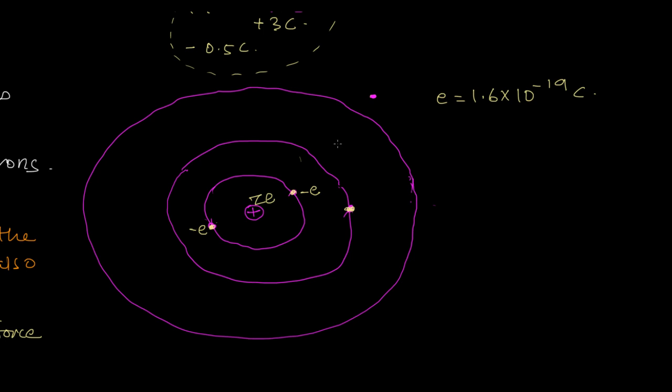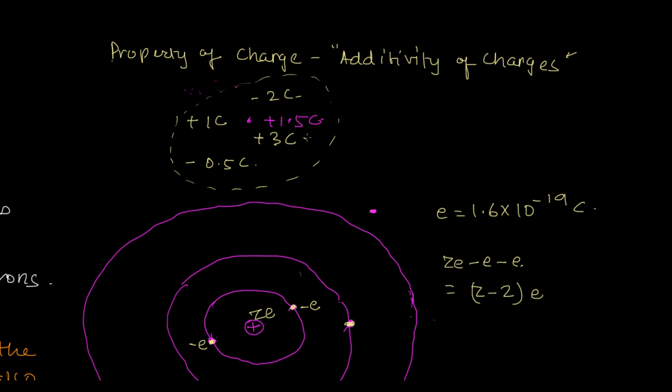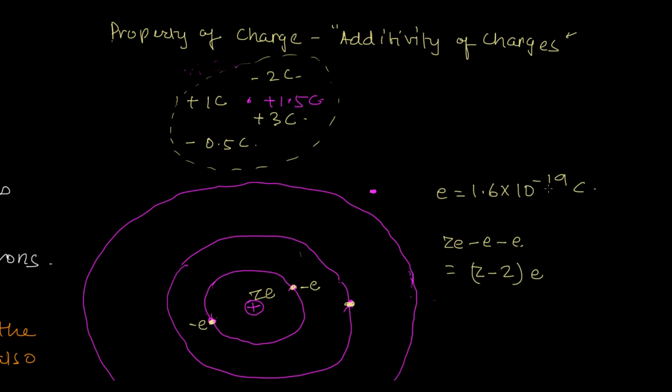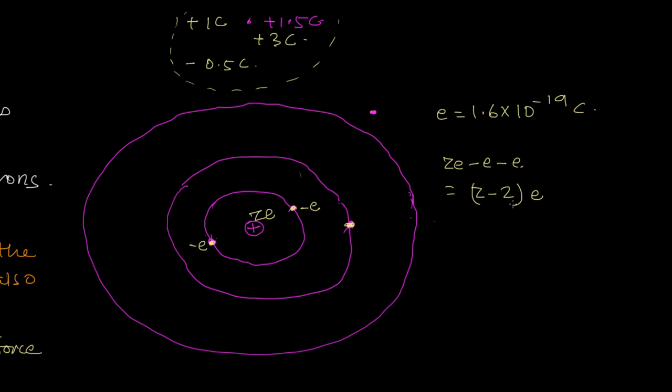So what is the total charge? There is a ZE positive charge, and then there is a minus E, and then there is a minus E. So the net charge that this sees is Z minus 2 into E. It is not exactly cancelled. If you are nearer, it is not exactly cancelled. This effect becomes more pronounced as you go farther and farther. Very, very far off, this will hold good. Fine, so the effective charge that you see is lesser than the actual charge on the nucleus.